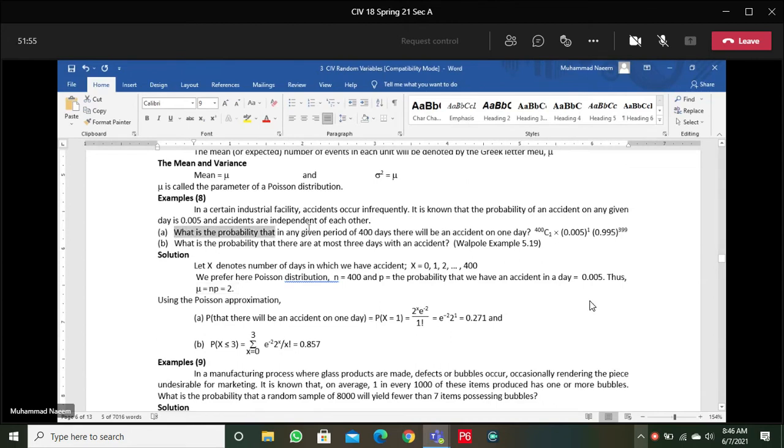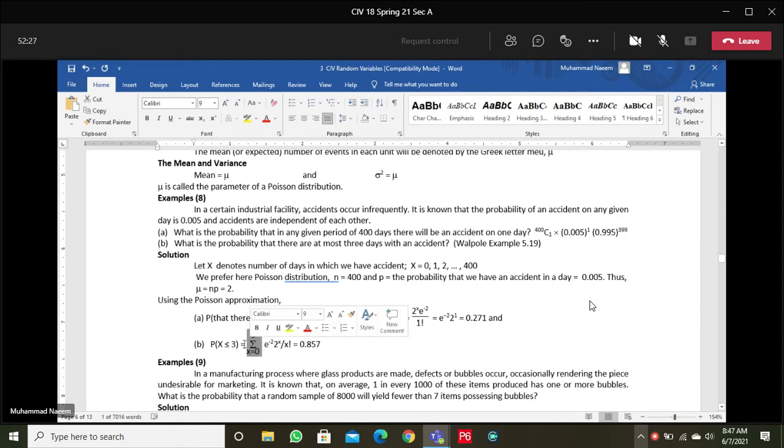Now, what is required? What is the probability that in any given period of 400 days, there will be an accident on one day? As the variable is showing the number of days, we need the probability for X equal to 1 in this case. And at most 3 means that we need the probability for X less than or equal to 3.